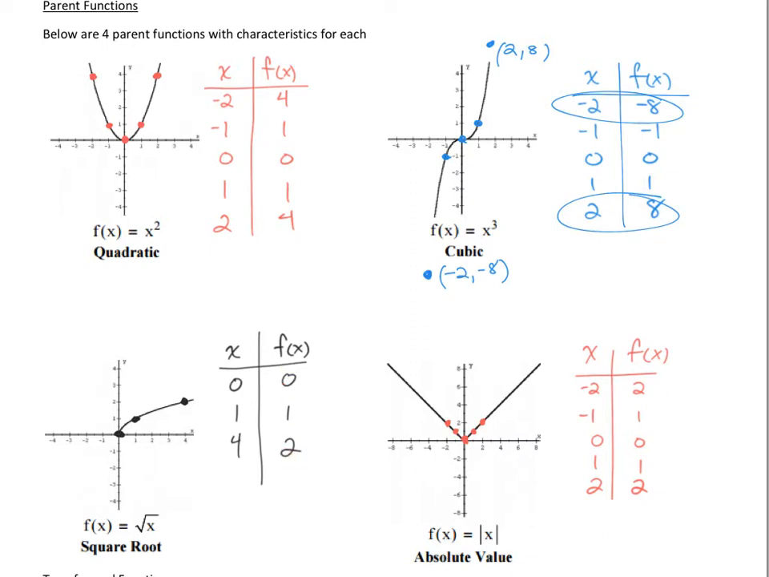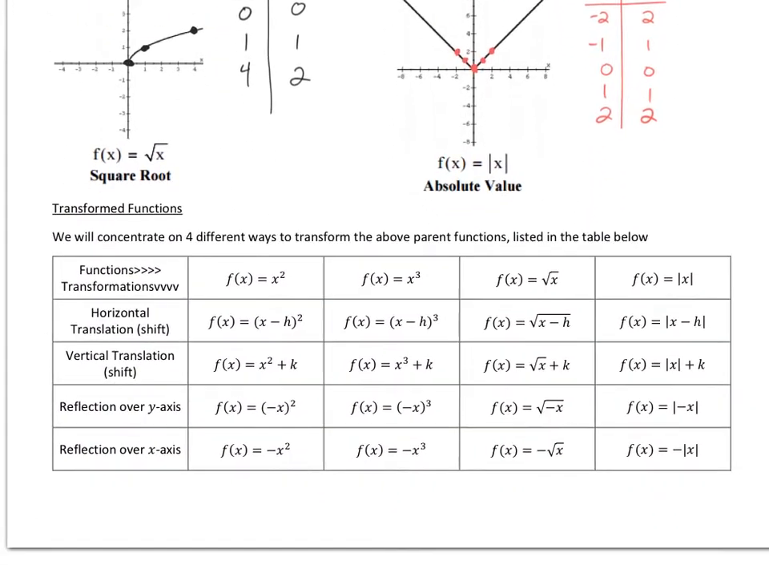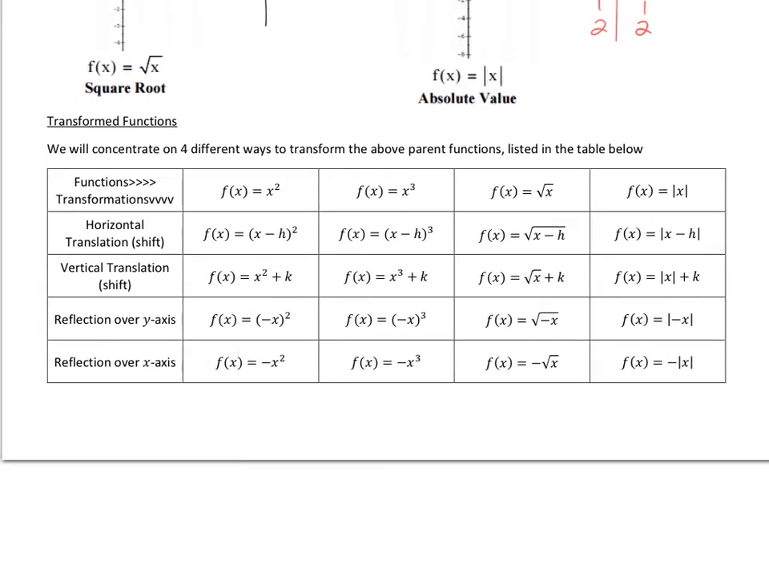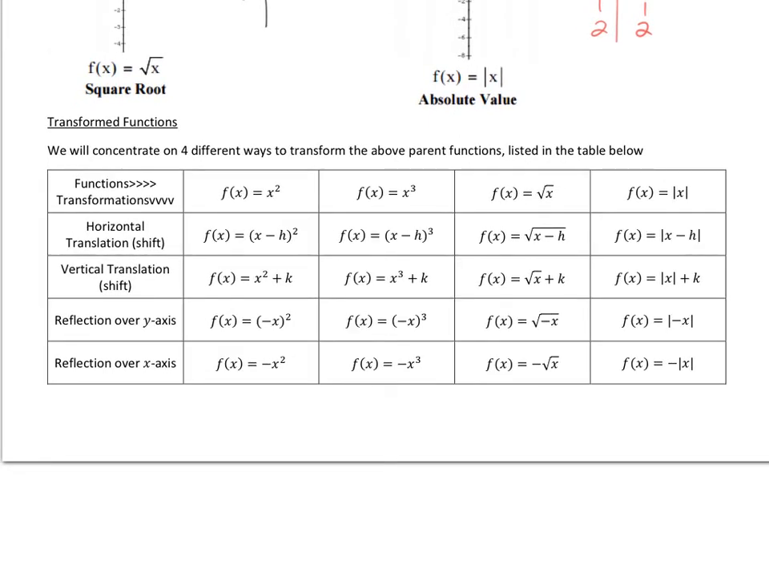All right, so now that we have some basic idea of what these parent functions are, we want to look at transformations. So how I have this table set up is here we have the functions to this side of the table, and we have the transformations down this side of the table.